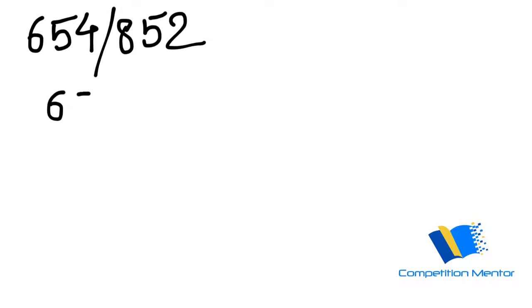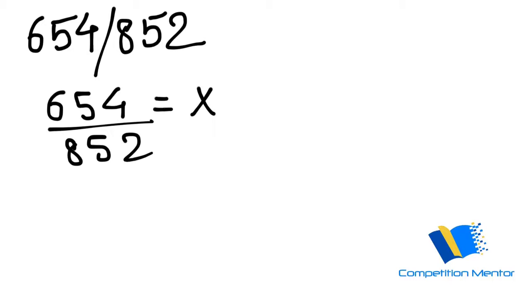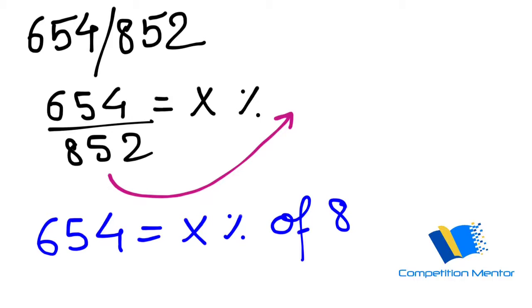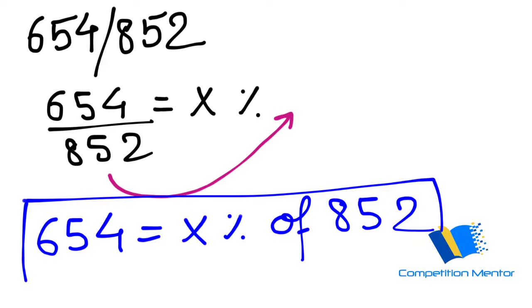So generally what you do, 654 by 852 is X percentage, right? That is what you have to find in your mind. See, not on paper. So what it becomes, 654 equals X percentage of 852. It's the same thing, right? And only keep in mind, you are all doing this in your mind, not on the paper. Just for the sake of getting the hang of it, I am writing it down, but you don't need to do this on paper.